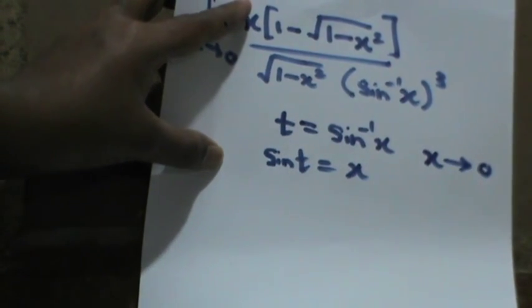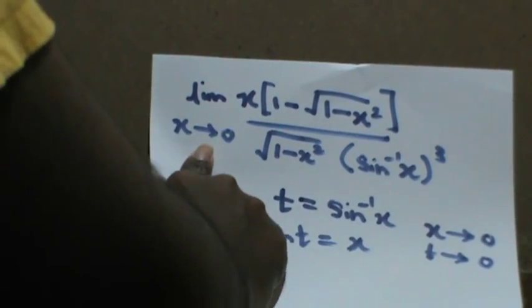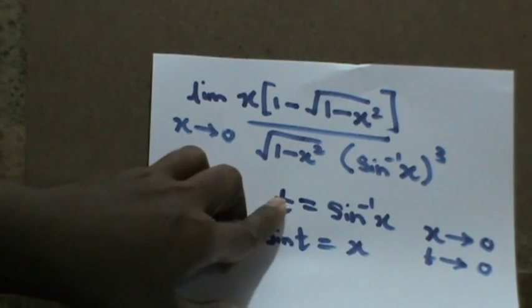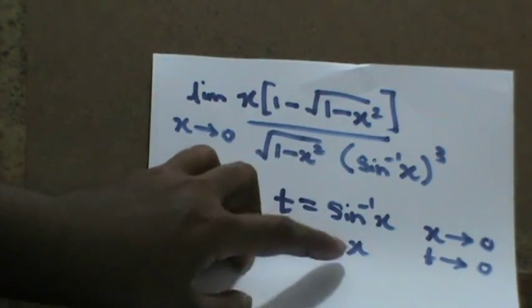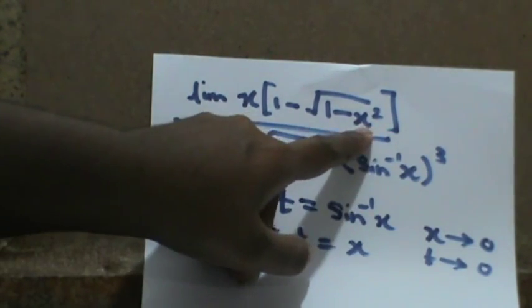If t is equal to sin inverse x, you can say sin t is equal to x. Now when x goes to 0, sin inverse 0 is 0, so t goes to 0. So I can substitute t goes to 0 in place of x goes to 0 here. Sin inverse x is equal to t, and I can substitute the value of x, sin t, in place of x here and here and also here.